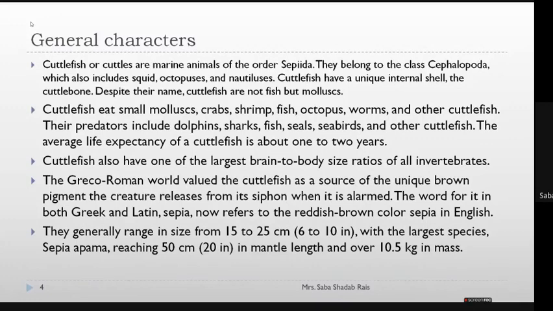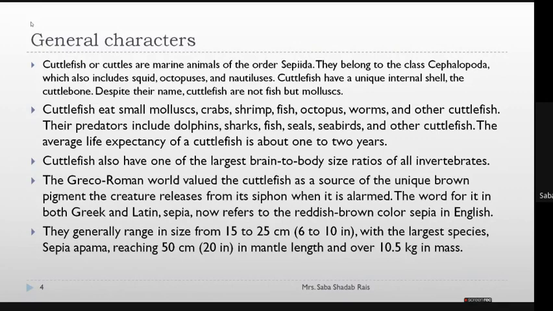Now, cuttlefish is very common in the Greco-Roman world, because of the unique brown pigment they release from the siphon when alarmed. We are going to learn in detail about the ink gland in sepia. The word for cuttlefish in both Greek and Latin, sepia, now refers to the reddish brown color, sepia, in English. When you open your English dictionary, you will find this reddish brown color. They are more famous for their body color, and that color is called the sepia color.